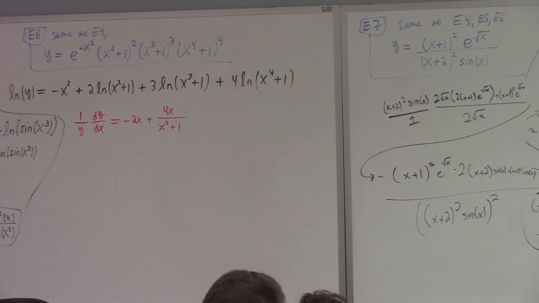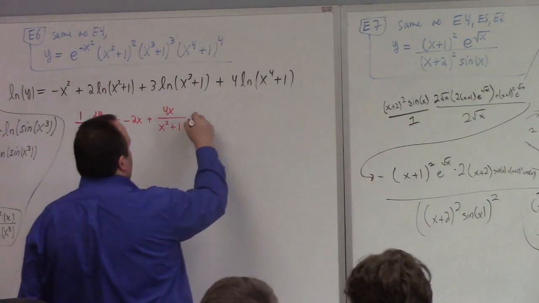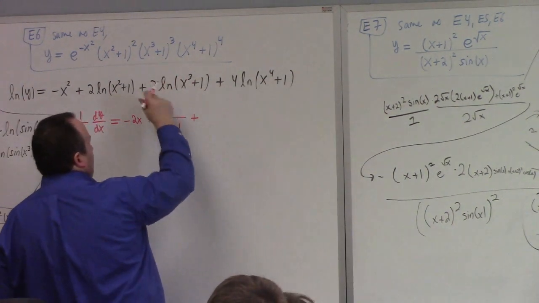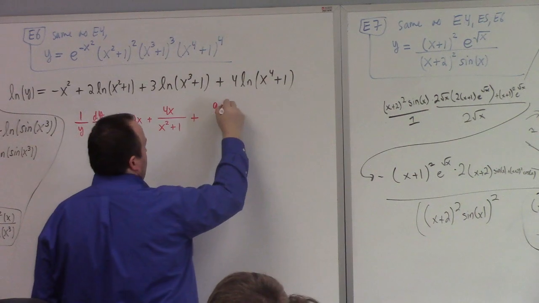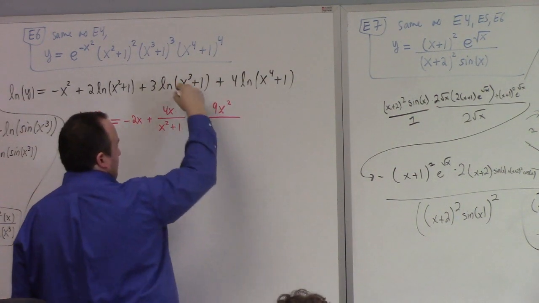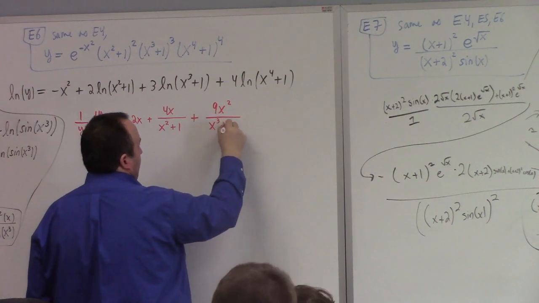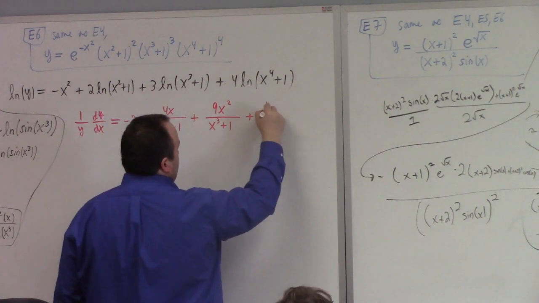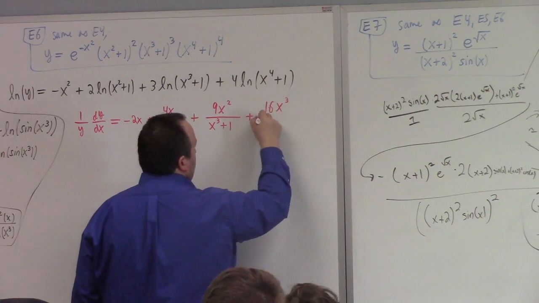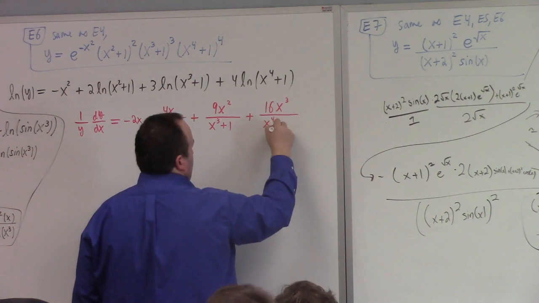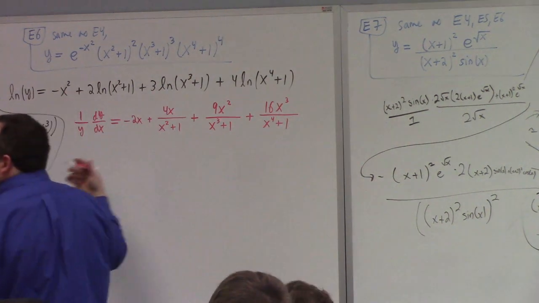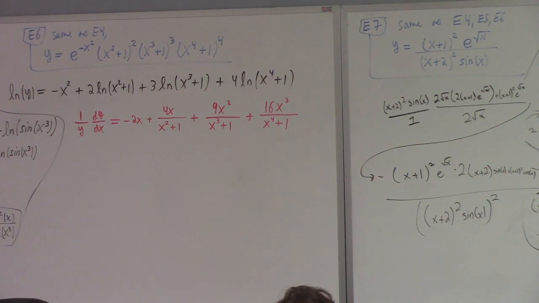Next up, what we got? We've got ourselves a 3 times 3 is 9x squared because of the derivative of the inside function. So I got 9x squared divided by x cubed plus 1. And then finally 16x cubed divided by x to the 4th plus 1. I am repeatedly using this chain rule that I wrote over here in the corner, all right? This is the hero of this calculation. We use it again and again and again.